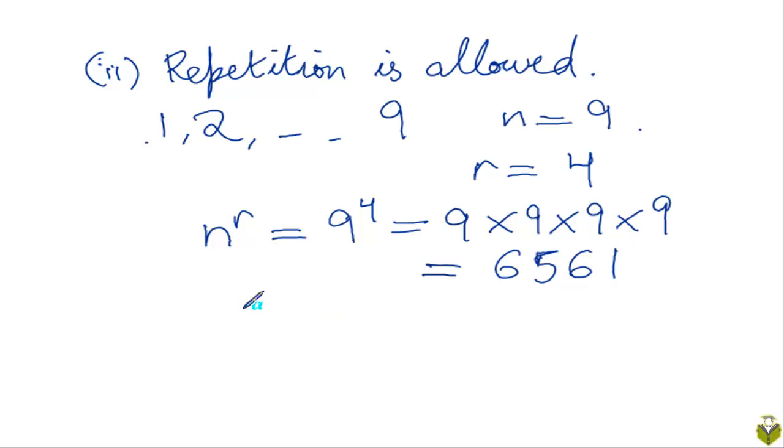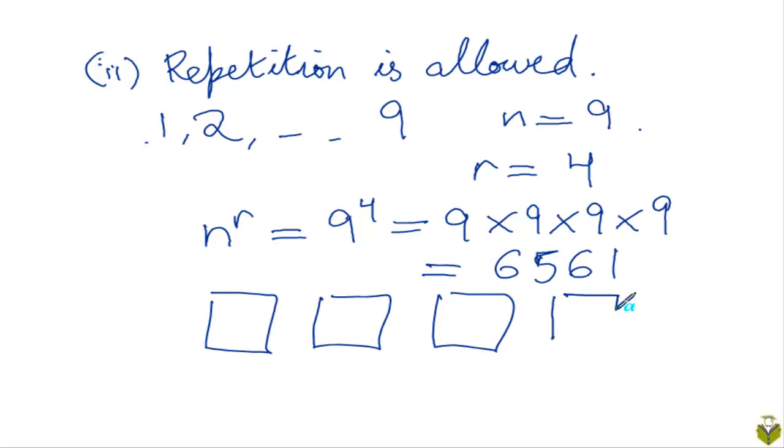We just saw that. So again, in the fundamental principle of counting also, if you use 4 boxes to represent a 4-digit number, each box will have 9 choices and you get the same answer. So just try to understand the similarities and use whatever you want to use according to the situation.